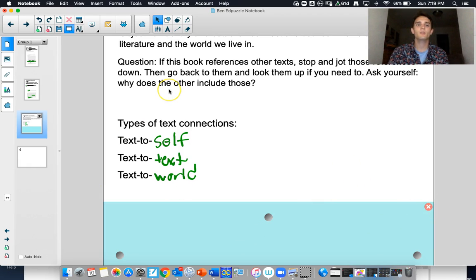But like I said, what we're really going to be honing in on is the text-to-text connection. The question kind of gave it away. So we're going to be reading through the brief excerpt that I picked. It's only about a paragraph long. And then I'm going to talk about what the text-to-text connection is and why I think the author made that text-to-text connection.